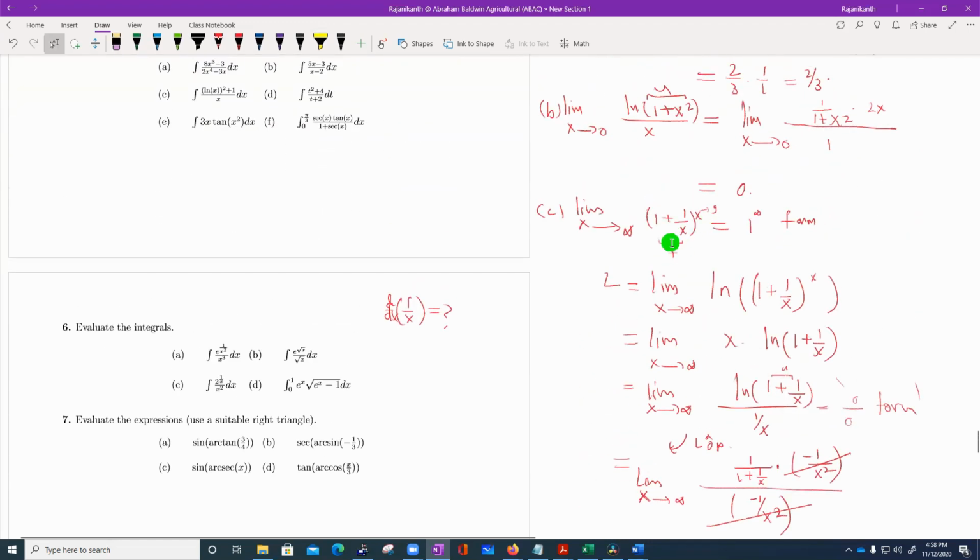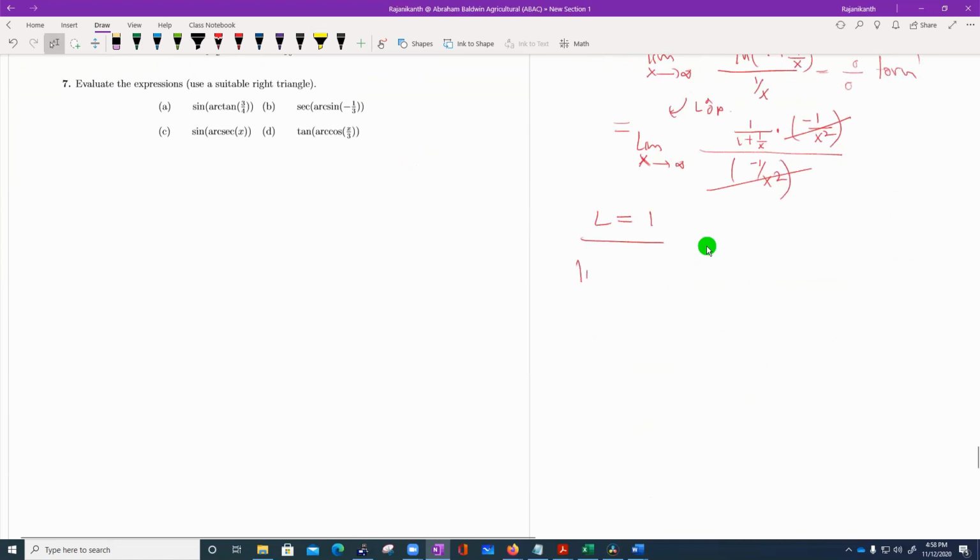Remember, the original problem was finding the limit of (1 plus 1 over x) to the power x. Am I right? This was the given problem, no? That is equivalent to e to the power L. Always you have to put e here. Then the number L we just got is 1, no? So the answer is e to the power 1, which is e.